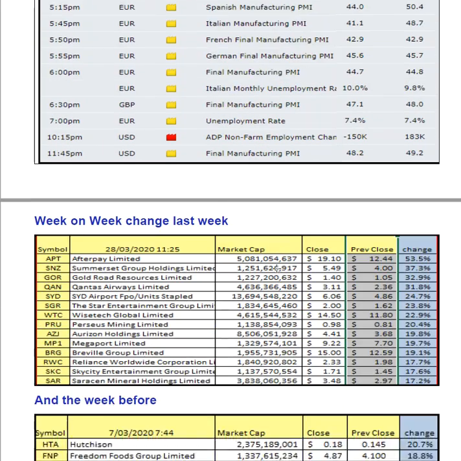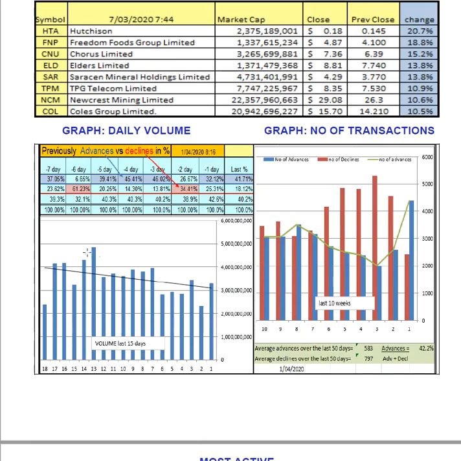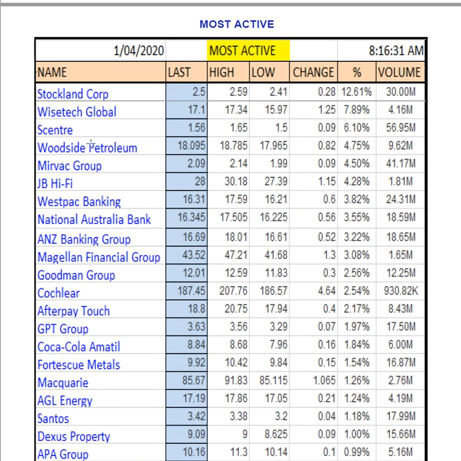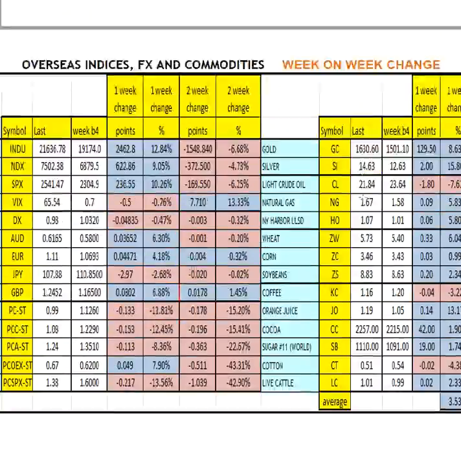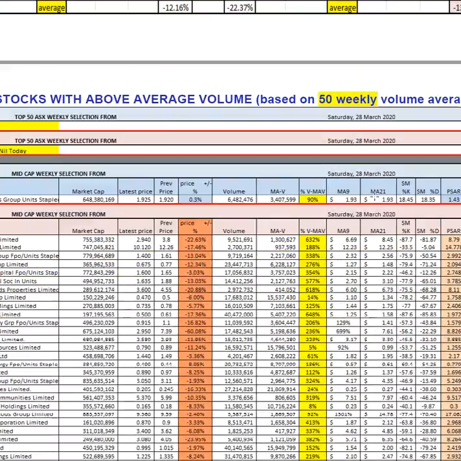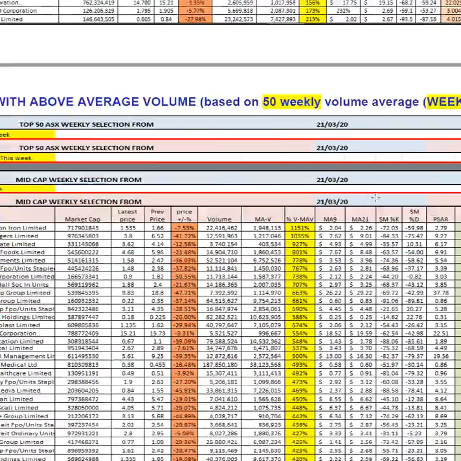Announcement today that can affect the market. And volume, we like to watch the volume. We like to see advances versus declines. This is daily, this is weekly. A lot of information on the website. And again, we show you yesterday the most active stock. Stockland was up 12.6%. WiseTech Global, nearly 8%, and so on. JB Hi-Fi, 4.3%. This information is available to you on the website. And there is a lot of information. You only need to look at the area that may be of interest to you.